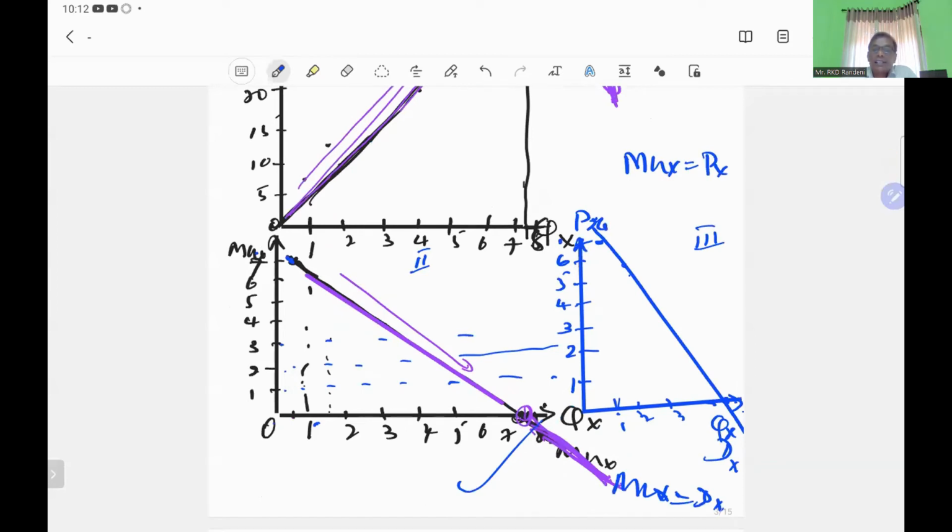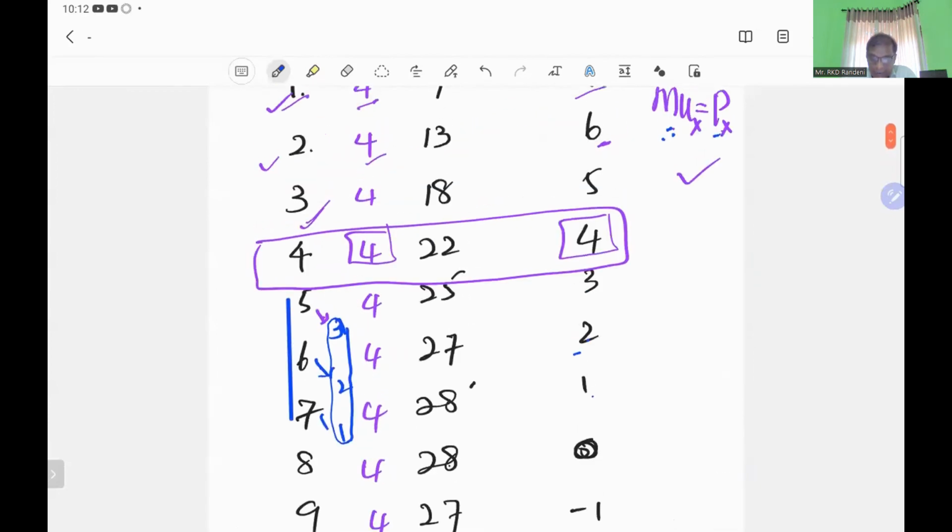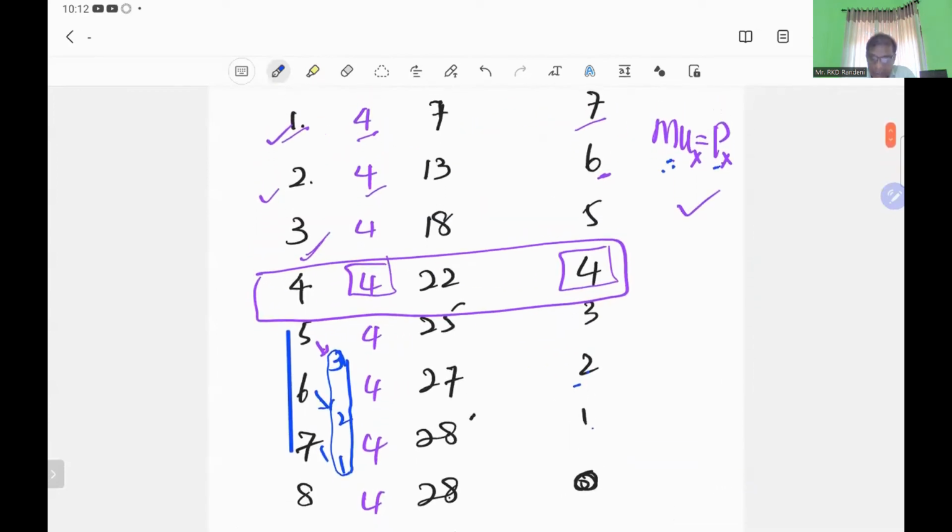Can you explain again how to derive the demand curve a little bit? Through the data. Yeah, the data, yes.